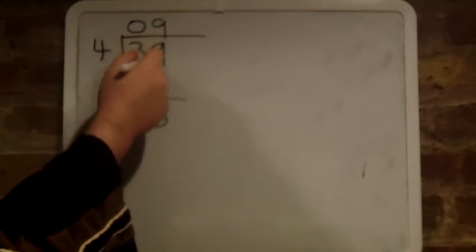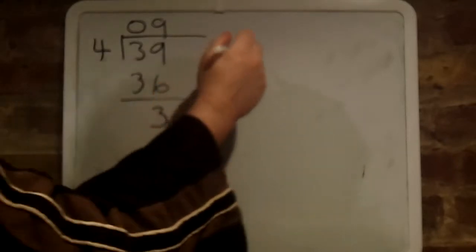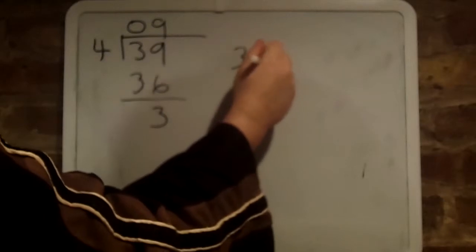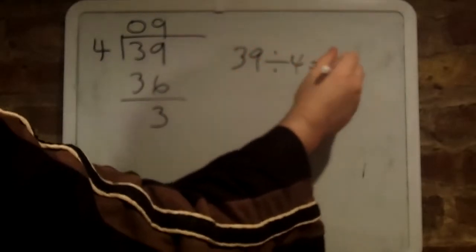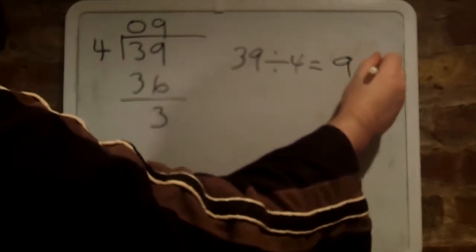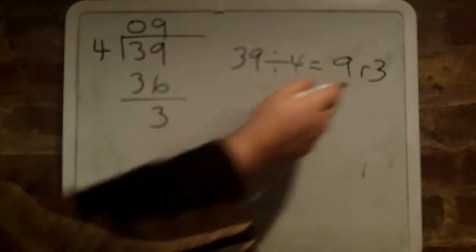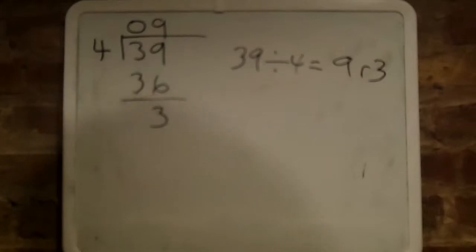I suppose I should say at this point, you want to get as close as you can to the number here without going over. So the closest we can get to 39 without going over is 9 times 4. I'm going to stop here because at this point, this is as much as we can do. So since 4 cannot go into 3, we call that the remainder. So if I say 39 divided by 4, the answer is 9 remainder 3. And we'll talk about how to deal with remainders in a few minutes.